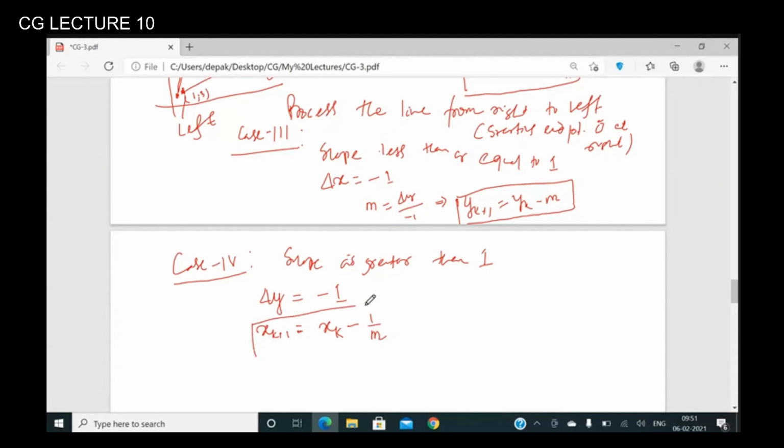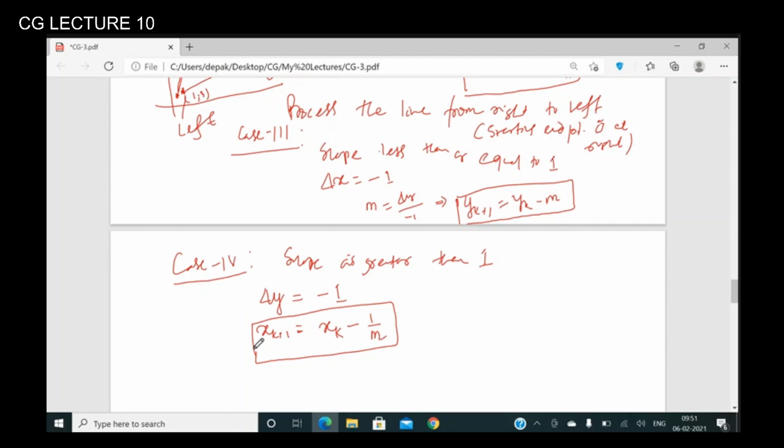Okay. So just now we have seen 4 cases of the DDA algorithm, and out of the 4 cases, 2 cases are for processing the line from left to right, and the 2 other cases are pretty similar, where we process the line from right to left. That means the starting endpoint will be at the right hand side. So that is what we have seen.